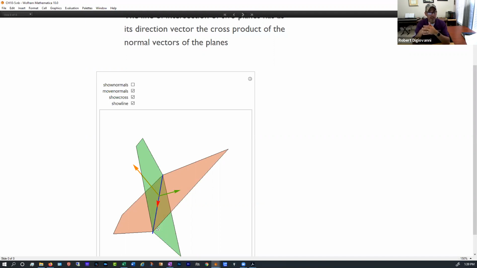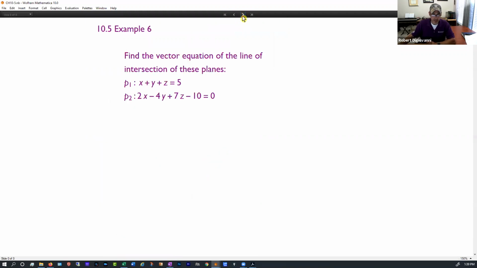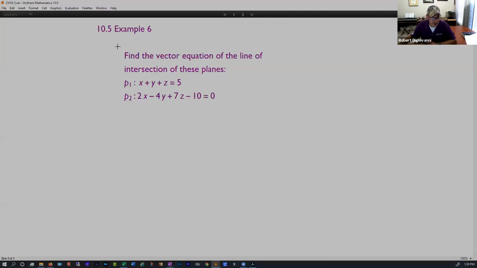I mean, again, it's not a whole lot of work that we have to do. We just need to know how to execute it. All right, so let's do it. Are those the same two? Yeah, those same two planes. So for this one, find the vector equation of the line that represents the intersection of these two planes.